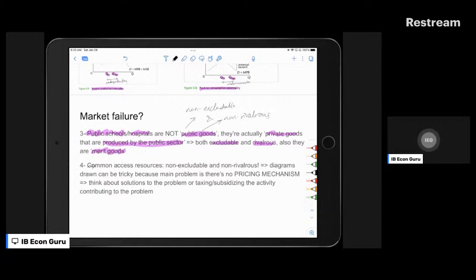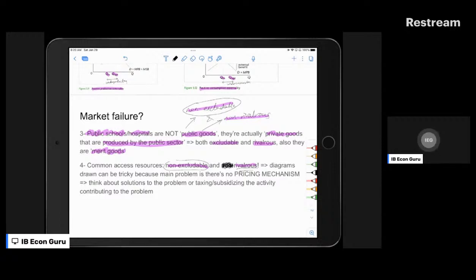Common access resources, okay? Oh, I made a mistake here. Wow, I'm so sorry. Common access resources are rivalrous. So they're non-excludable, but rivalrous, okay? Unlike public goods, which are non-excludable and non-rivalrous, common access resources are also non-excludable, like public goods, but they are rivalrous. One person's consumption leaves less to everybody else. I'm so sorry about this error. See, we IB economics teachers, even after 15 or 16 years of teaching, still make these mistakes.